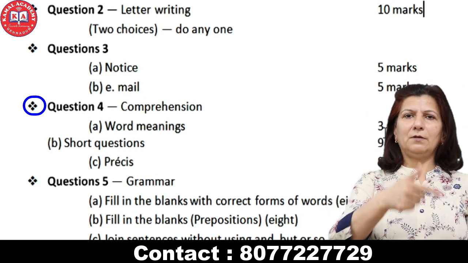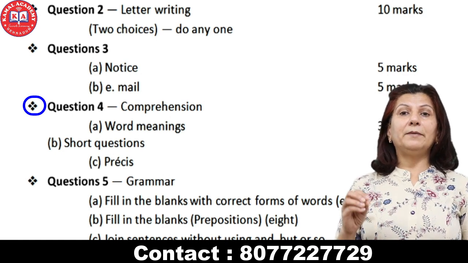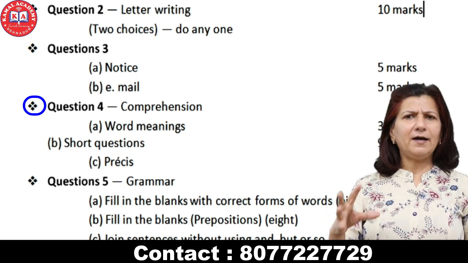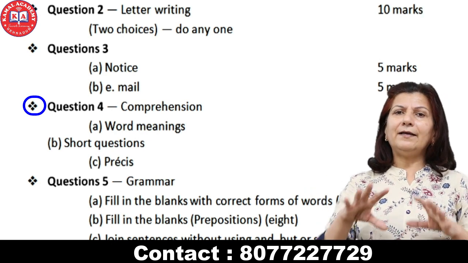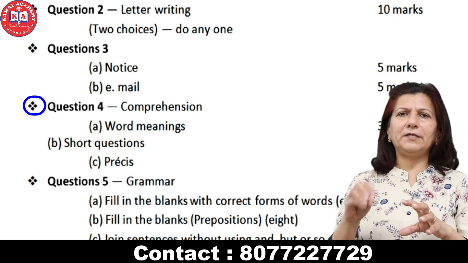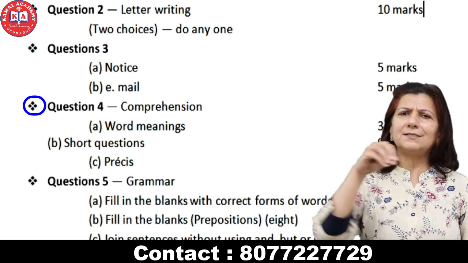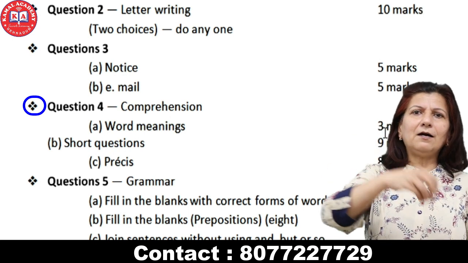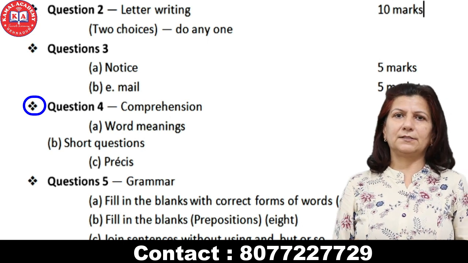Word meanings: from the text itself, there will be some words given to you. You have to write the best meanings that come to your mind at that time. Some short questions, there will be about 5 short questions of 2 marks each, or one question maybe of 1 mark. And then there is the next question, a précis writing, which is about 50 words. In about 50 words, you will be asked to write about something in the passage, not the entire passage, okay? Something out of that passage you will be required to write in 50 words.